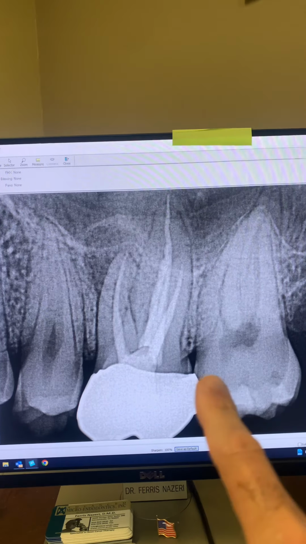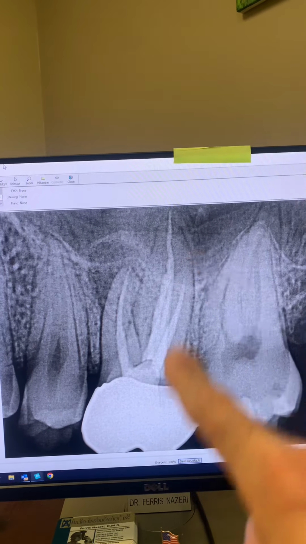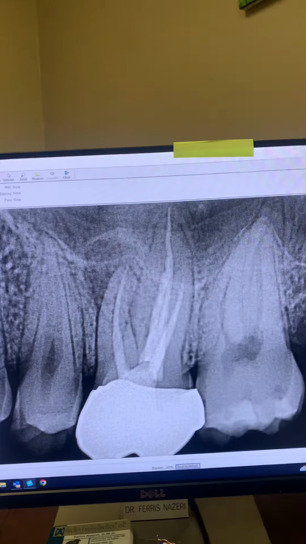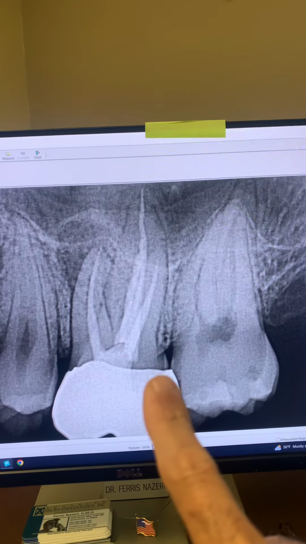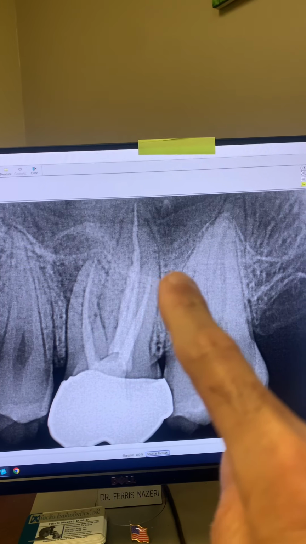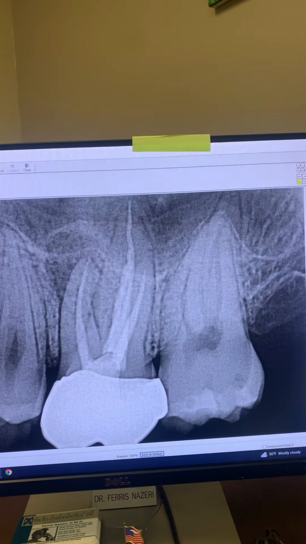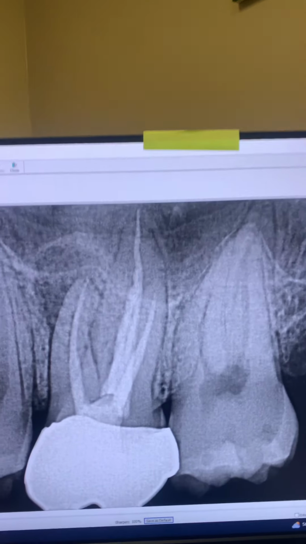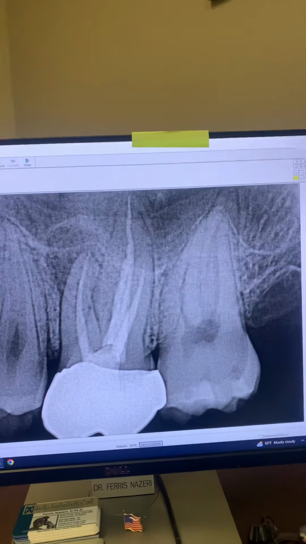So take a look here. You can see a porcelain crown on the tooth, previous root canal. You can see a large periapical lucency right there. Now also take a look. The distal buccal was filled short, no periapical lucency, right? The palatal was filled long and no periapical lucency.